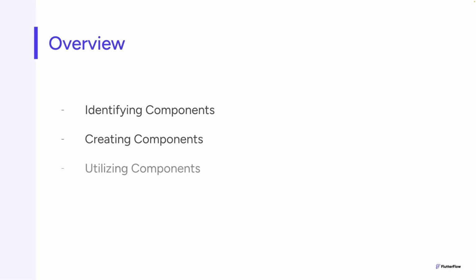Let's see what you're going to learn in this module. First, we're going to start by identifying components, how you can find what needs to be a component in your application. Then we're going to create components. And then you will see how you can utilize the components that you created throughout your application. Next, we're going to see how you can manage the component actions. And finally, we will review the generated code and see how the components are reflected in FlutterFlow generated code. Nice. Without any hesitation, let's get started.